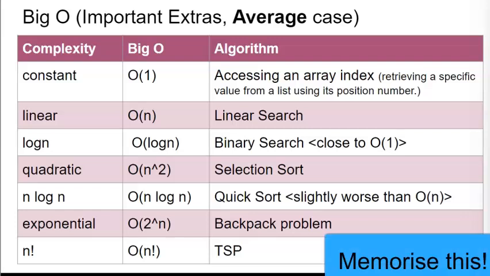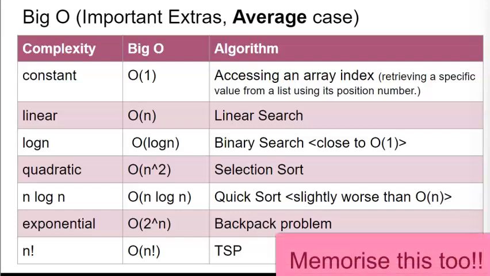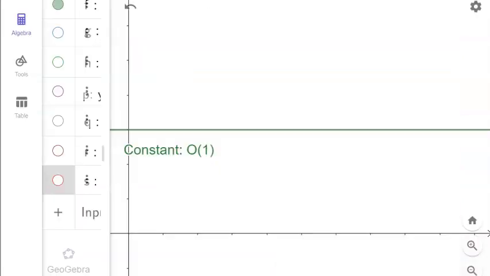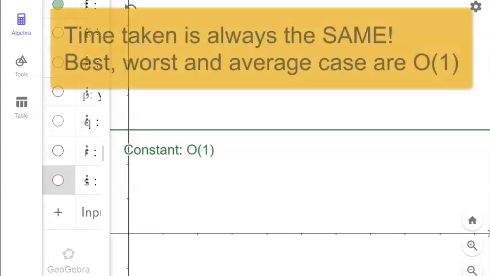Here's a summary showing some algorithms, their time complexity, and the big O notation associated with that complexity. And here's a summary of the best, worst, and average case for those algorithms. You should be able to recognize graphs associated with the big O notation.